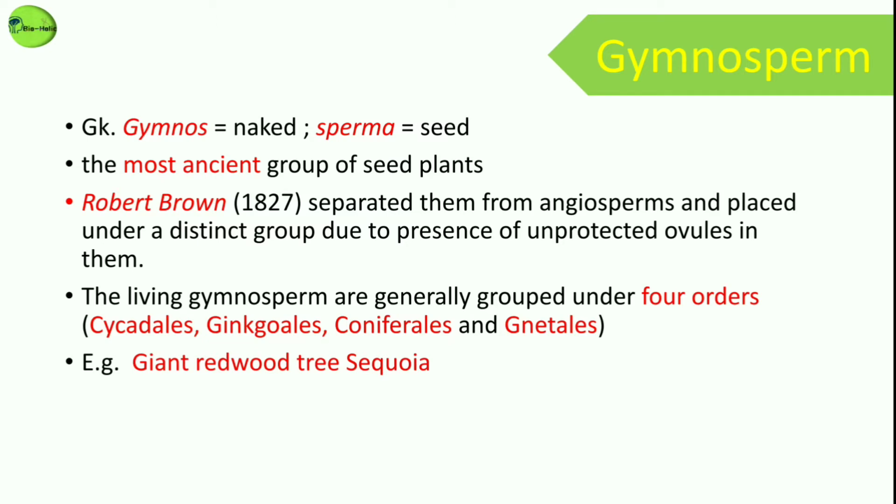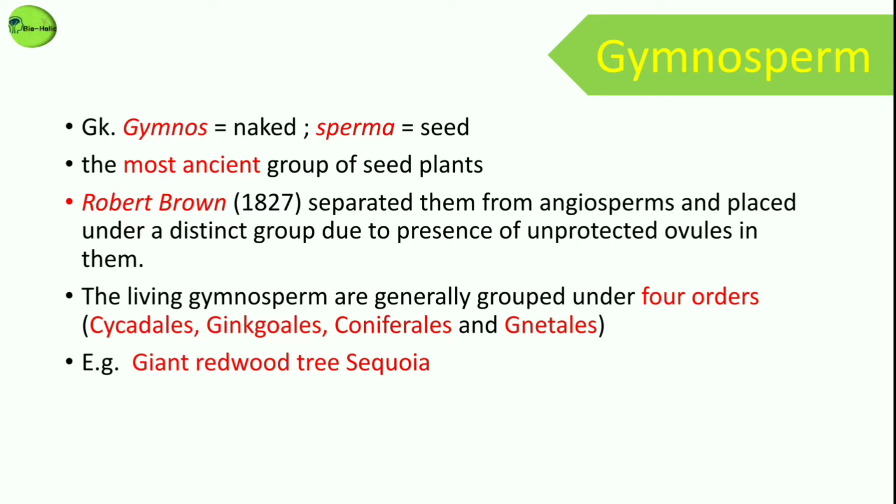They have been generally placed in the division Spermatophyta, or the seed-bearing plants, along with the angiosperms. They were not grouped separately as gymnosperms. But Robert Brown in 1827 separated them from the angiosperms and placed them under a distinct group due to the presence of unprotected ovules in them.